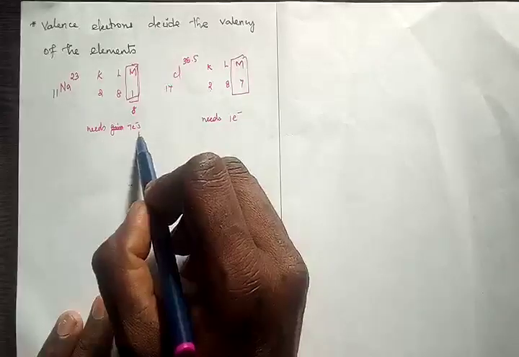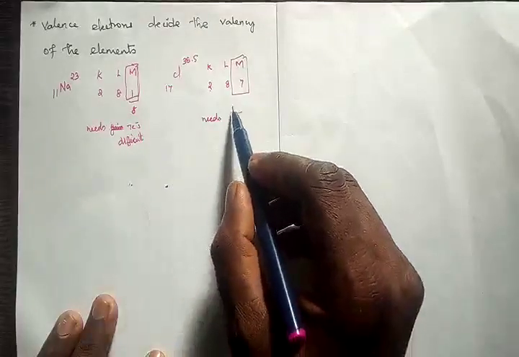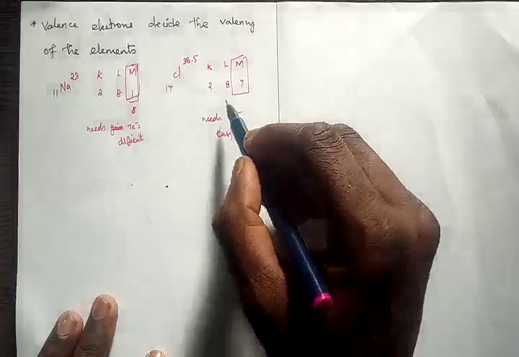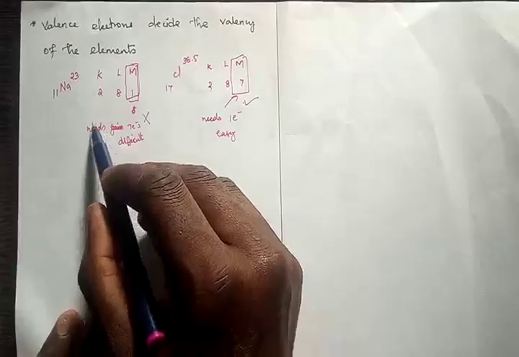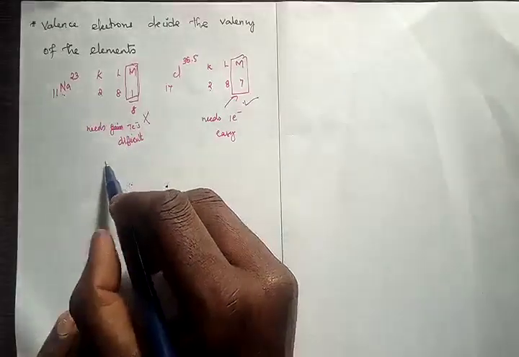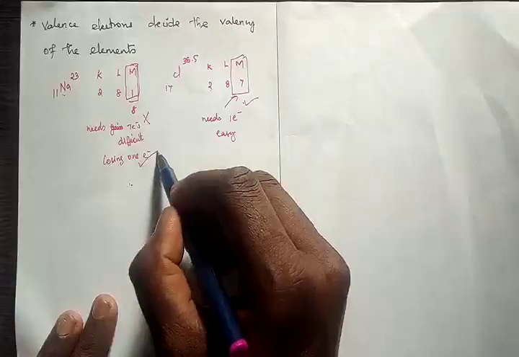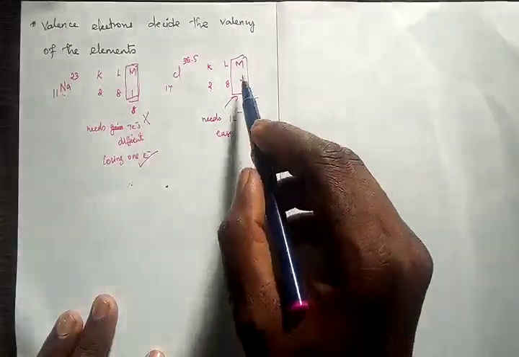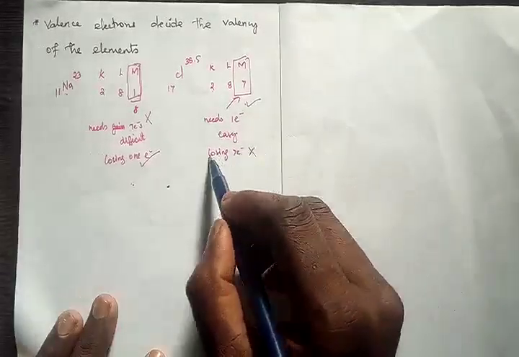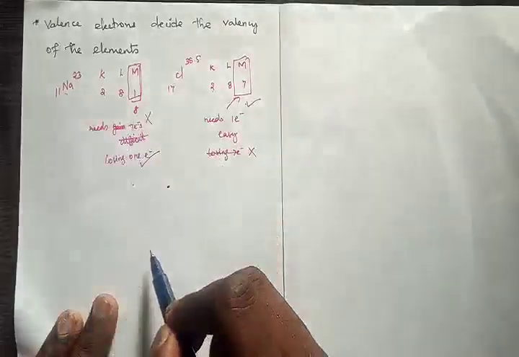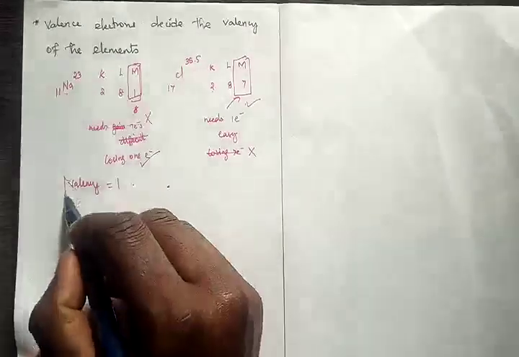So gaining 7 electrons is a difficult process. It's very difficult, right? Whereas gaining 1 electron is an easy process. So this process is easy, so it is carried out, whereas this process is difficult. So gaining electrons in sodium is very difficult. So which is the easy process? Losing 1 electron in a chemical reaction is easy. Losing 7 electrons is difficult. In the chlorine case, losing 7 electrons is difficult. So this process will not happen. Only the sodium will lose an electron. So the valency of sodium is 1.